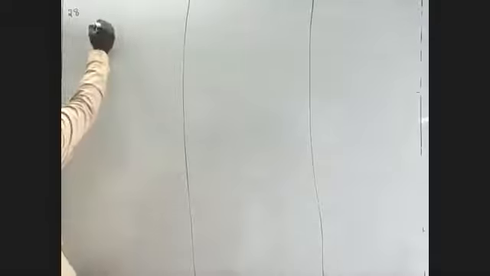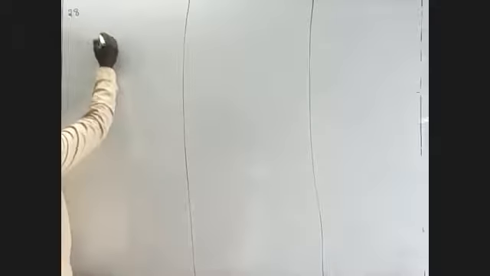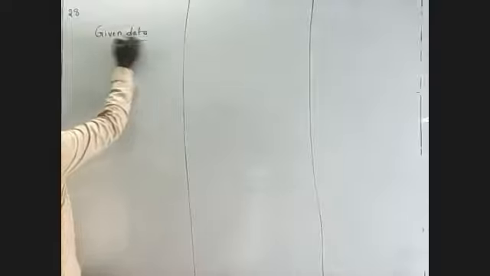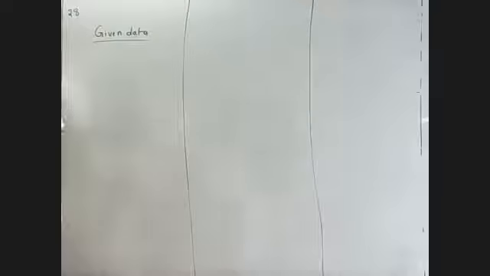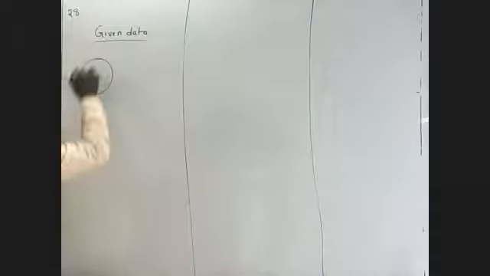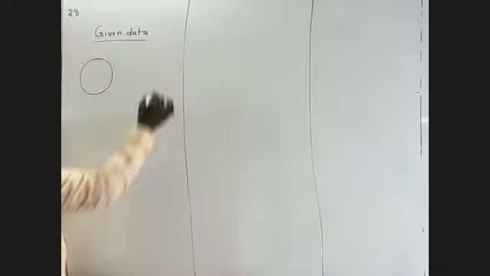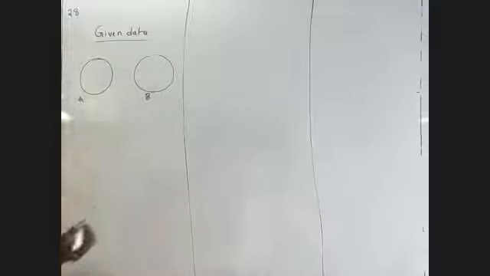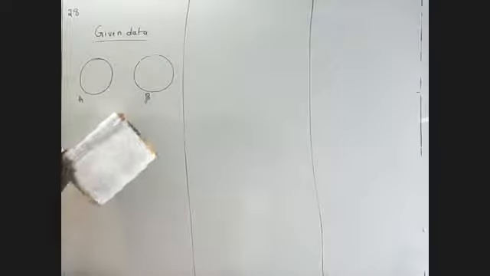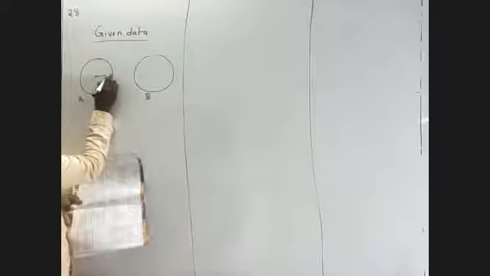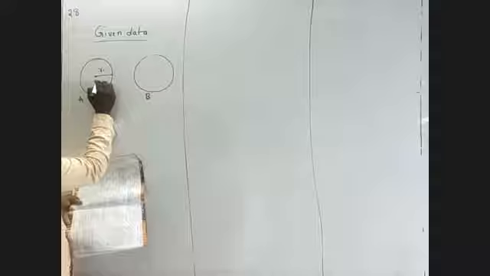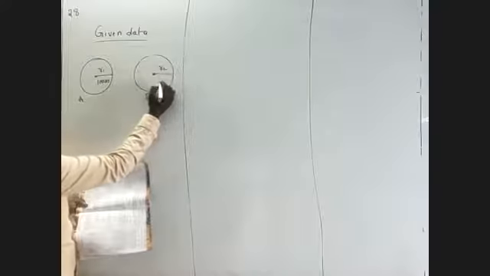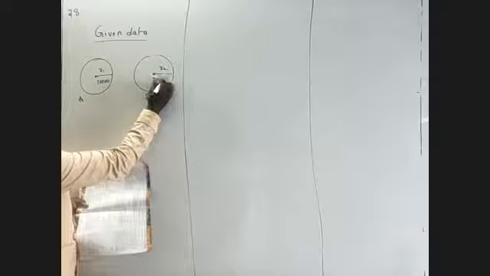So what is the given data? Two spherical conductors. This is spherical conductor A, and this is spherical conductor B. What is the radius of each? R1 is 1 mm, and R2 is 2 mm.